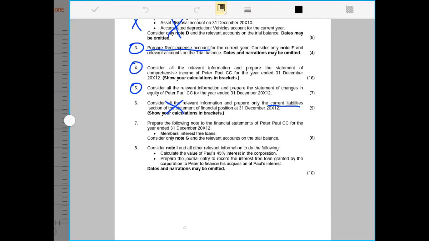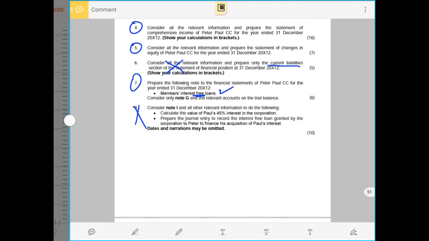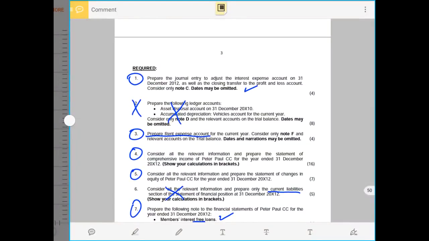Then number 7, we are required to prepare the following notes to the financial statements of Peter Paul CC for the year ended 31st December 2012: members' interest-free loans. So now we know that the loans are free of interest. That one I will definitely have to do. Number 8, consider note I and all other relevant information to calculate the value of Paul's 40. That one I will not do. These are the only requirements that I will take into consideration.